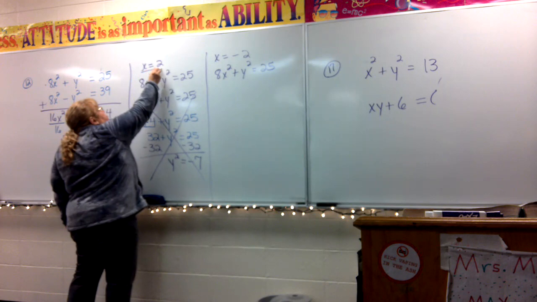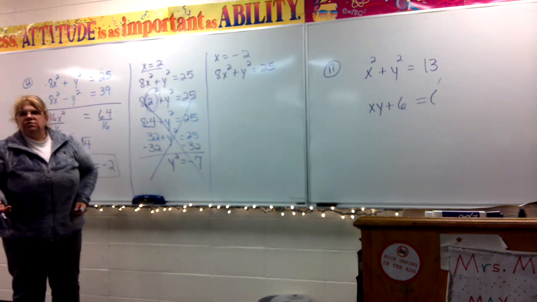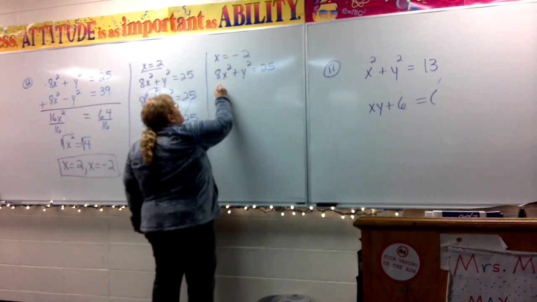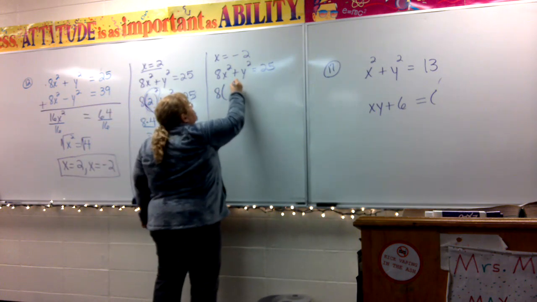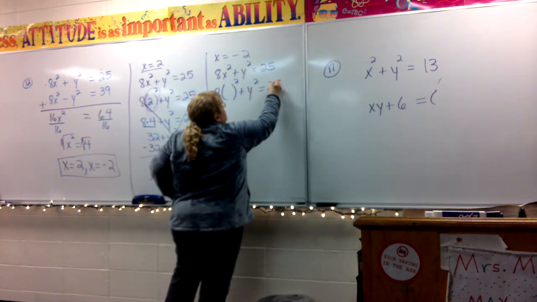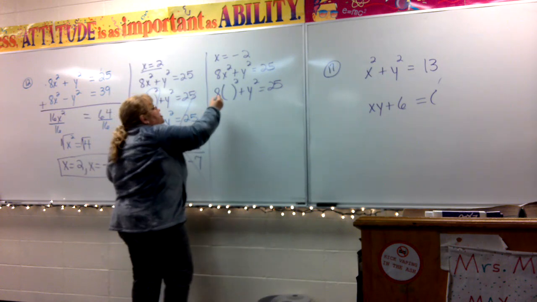When x equals 2, you don't get any y to go with it. So there's no solution there. Our only hope is over here. 8x squared plus y squared. Only this time x is negative 2.